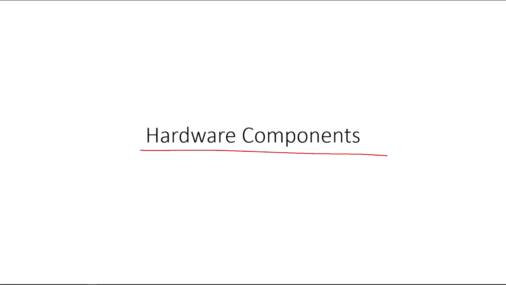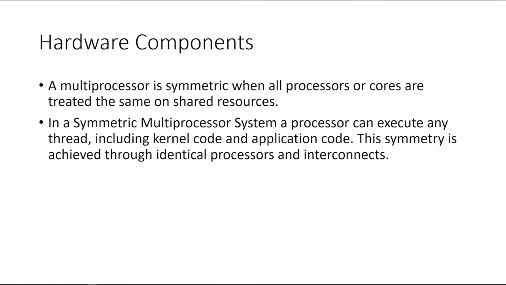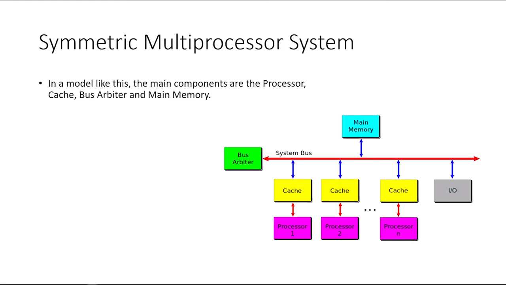Next topic is hardware components. A multiprocessor is symmetric when all processors or cores are treated the same on shared resources. It's only asymmetric when some of them have dedicated peripherals like a memory or a GPU. In a symmetric multiprocessor system, a processor can execute any thread, kernel code, or application code, and this symmetry is achieved through identical processors or interconnects. So this is a symmetric multiprocessor system model, and in a model like this, the main components are the main memory, bus arbiter, cache, and processor.